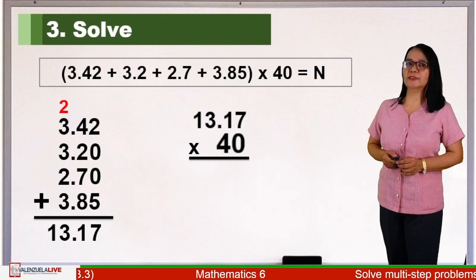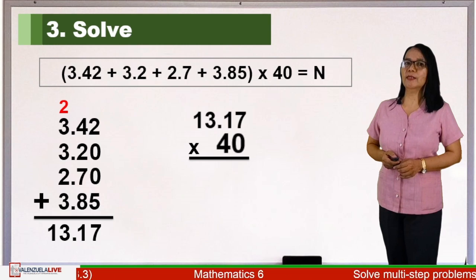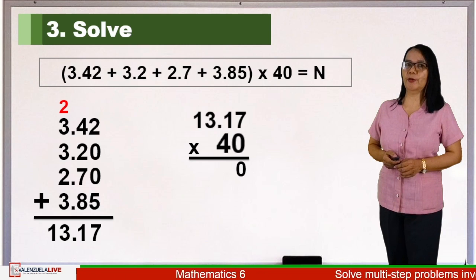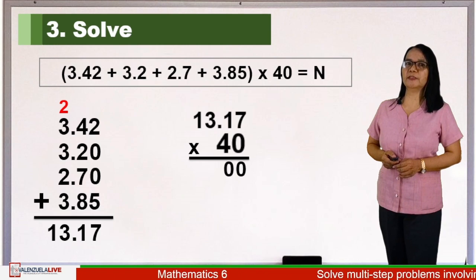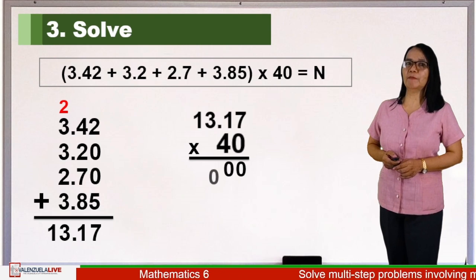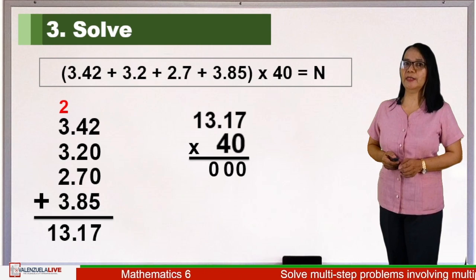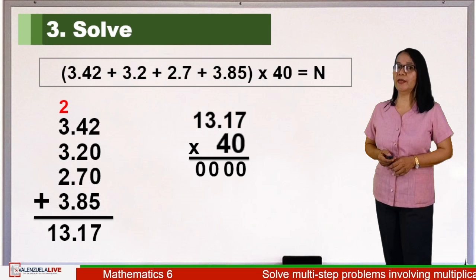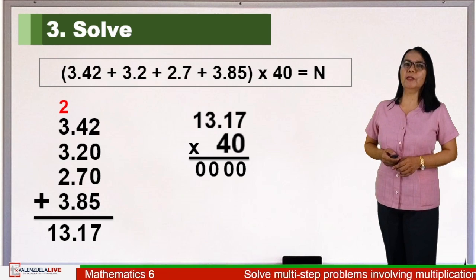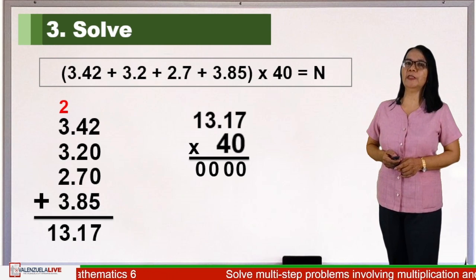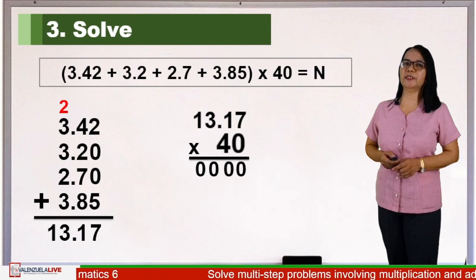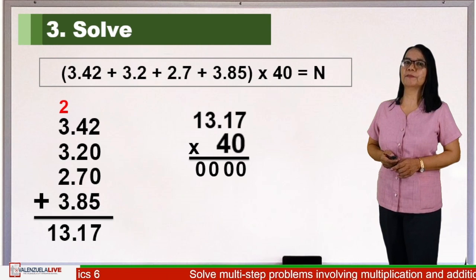0 times 7 equals 0. 0 times 1 equals 0. 0 times 3 equals 0. 0 times 1 equals 0. Any number multiplied by 0 is 0. Then multiply the tens digit in the multiplier to all the digits in the multiplicand.